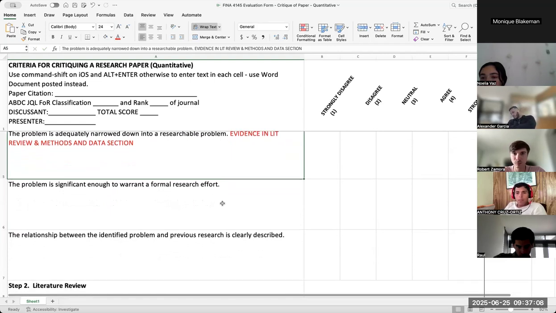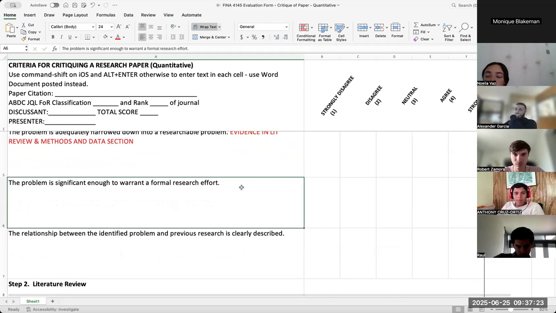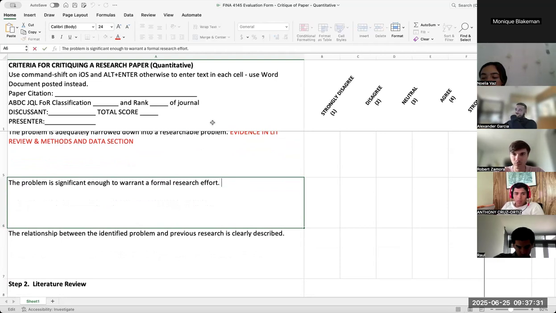Okay, the problem is significant. How are you going to show that the problem is significant? That's a little bit of intro and lit review, right? You're going to mention the background and how important this is, and who it's going to impact, who your audience is for this topic, and you're going to argue this is significant and worthy of research. So that's going to be both, I'd say, intro and lit review.